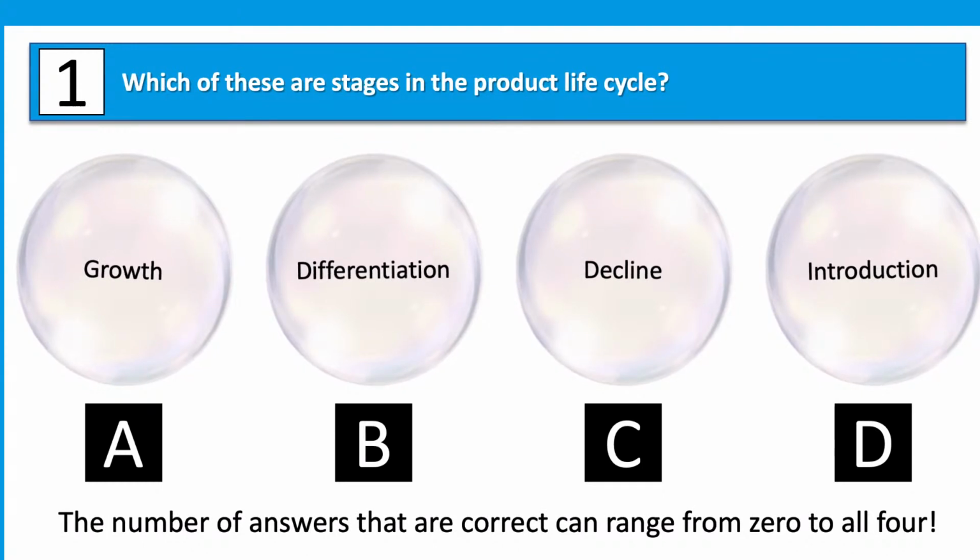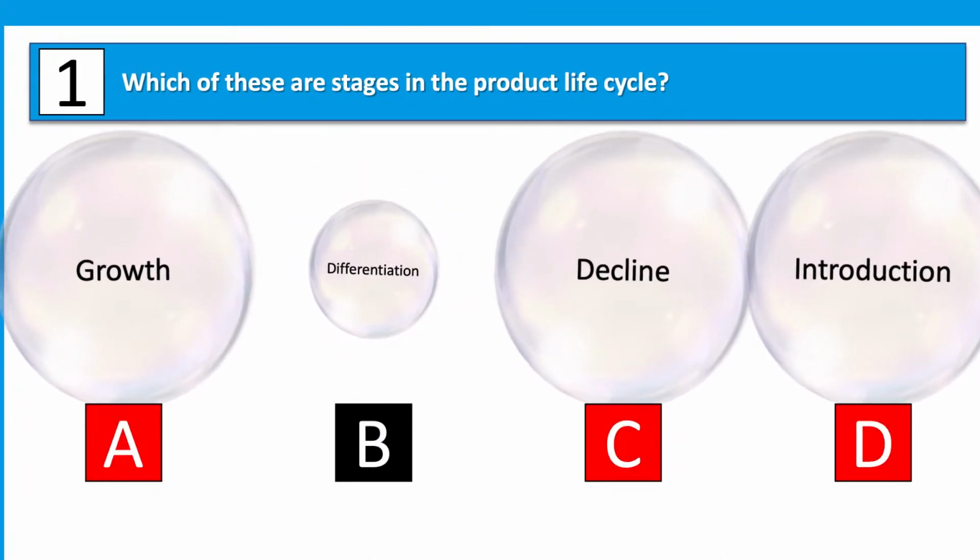So looking for a number, lots of answers coming in. Some of you being very specific about which ones. And the most common answer I think that we're getting is 3. Let's have a look at the answers then, Jim, please, because 3 is absolutely correct. Introduction, growth, and decline are all stages in the product life cycle. Differentiation is not. Now you've got the hang of it, let's have a look at question 2.